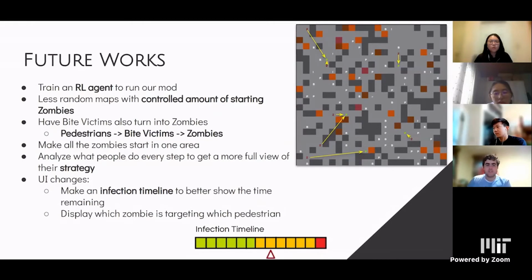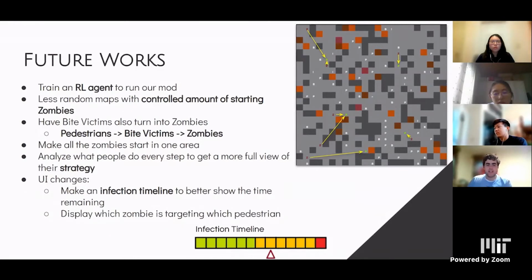And third, we want to have bite victims also turn into zombies, so there's a bit of a cycle. Pedestrians will turn into bite victims, and then bite victims will turn into zombies, which will make the game more interesting and dynamic. Fourth, we want to make all the zombies start in one area, which is more realistic to an outbreak starting in one area and spreading across the map instead of random zombies appearing all over the place.